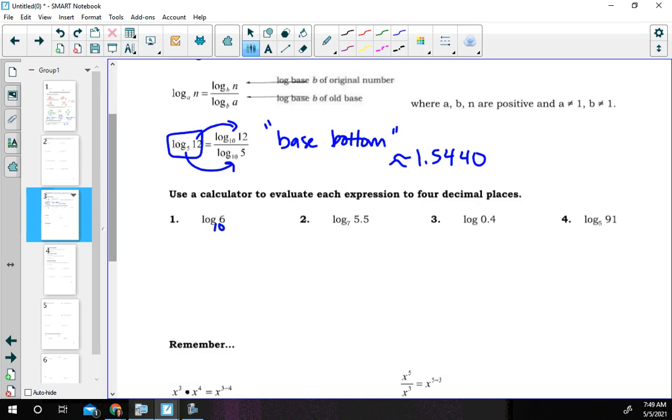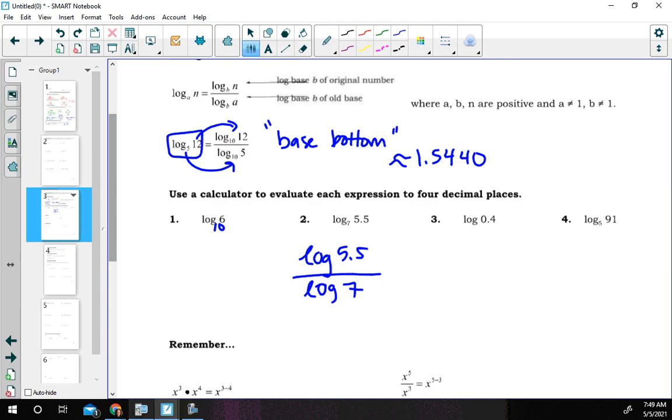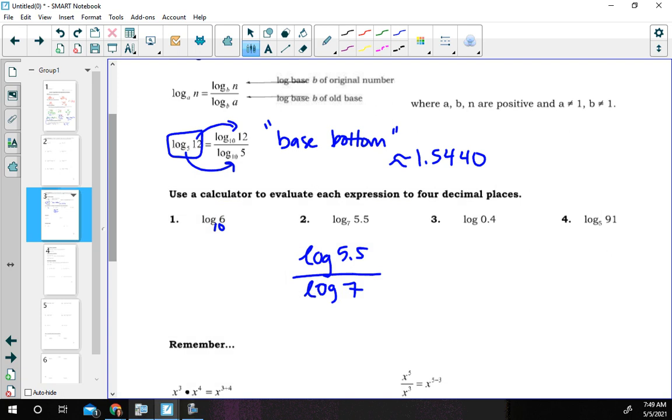Okay, my next one here, if I do my change of base, big font size on top, base on the bottom. So I'm going to do log of 5.5 in parentheses divided by log of 7. Okay, so your answer for that, do it to 4 numbers past your decimal place. So 0.8761. Okay, so go ahead and pause the video and try 3 and 4 on your own.